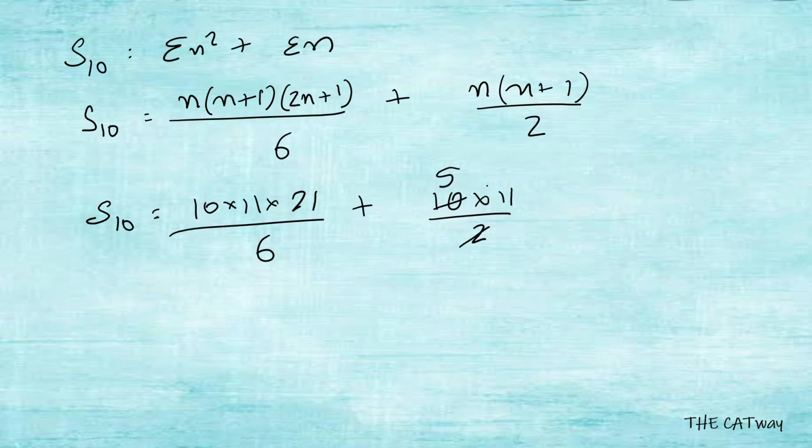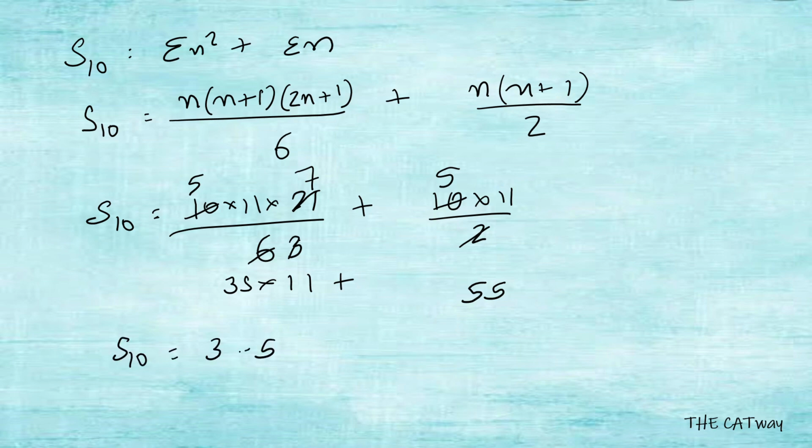Here the second term turns out to be 55. Let's see what the first comes out to. 5 threes are 35... 35 into 11 gives 385, plus 55. So the summation up till 10 terms is 385 plus 55, which is 440. That will be our answer. I hope it is clear.